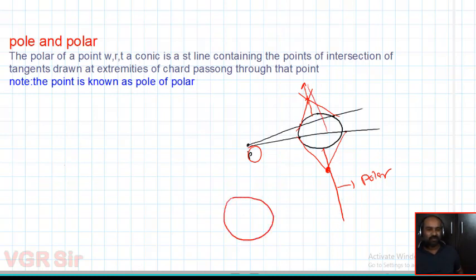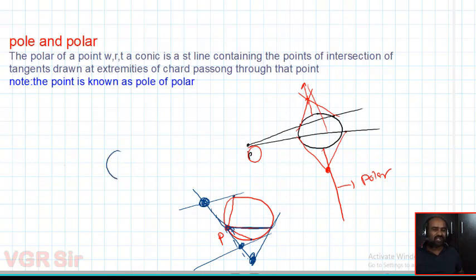If P is on the circle, then where is the polar and where is the pole? Pole means P only; where the polar is, we should identify. So through P draw a tangent, and infinitely many chords can be constructed. Through this point also draw a tangent, and they will meet at this point. Already this is a tangent at one extremity; through the other extremity you draw a tangent, and they will meet at this point. All these will form a straight line.